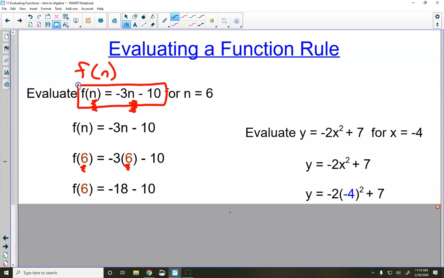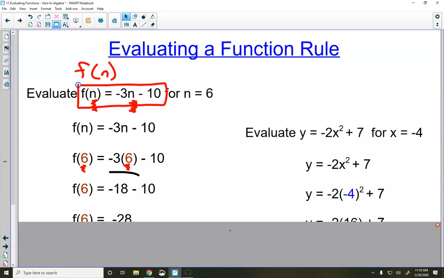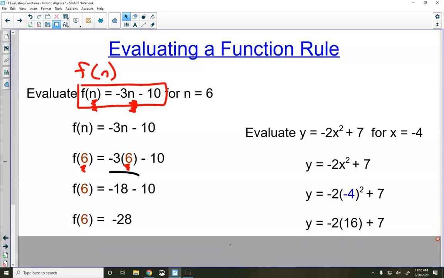Well, negative 3 times 6 is negative 18. So the function of 6 equals negative 18 minus 10. Negative 18 minus 10 is negative 28. That means the function of 6 is equal to negative 28. Essentially, when we substitute in 6, we're going to get negative 28 out. And the domain is 6, the range is negative 28.